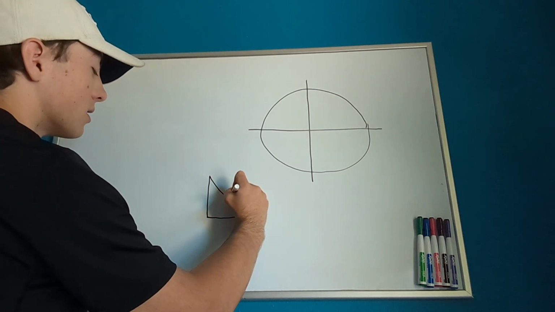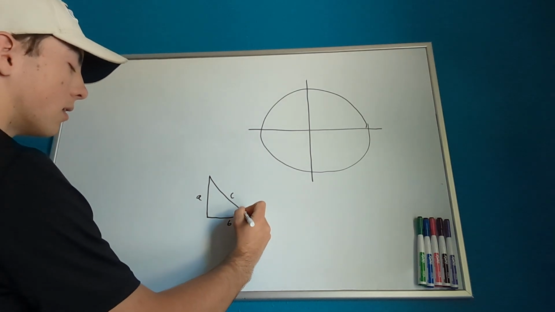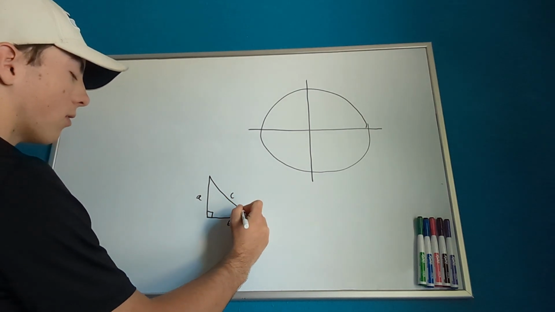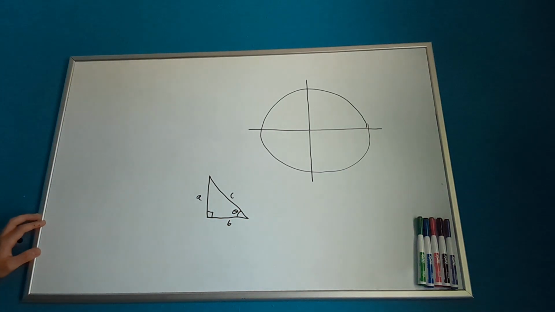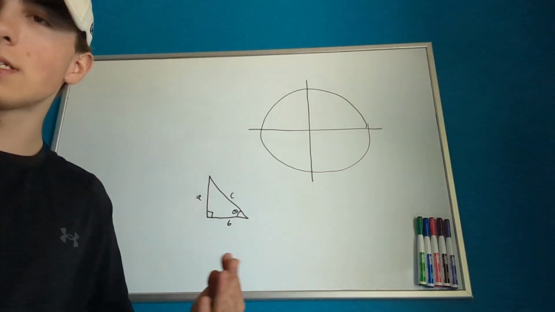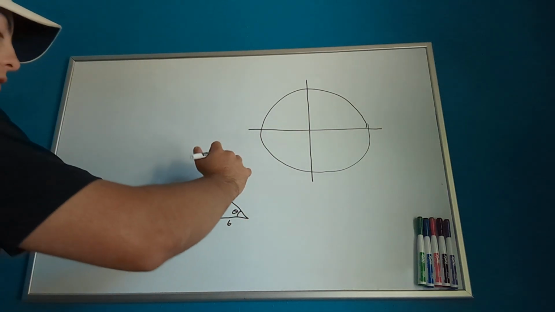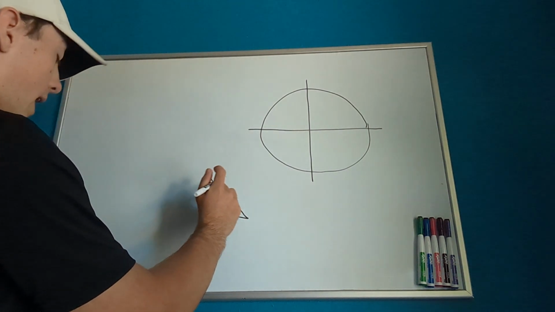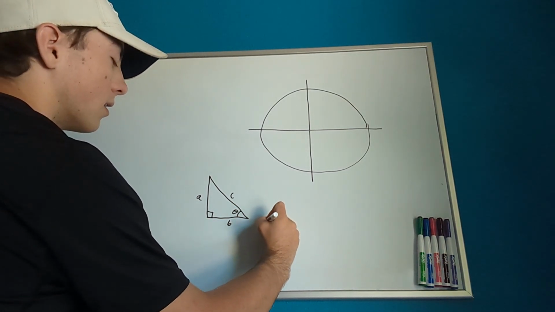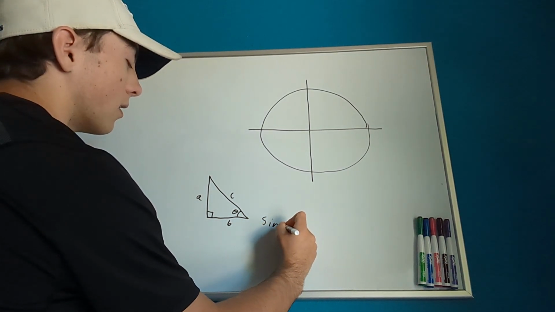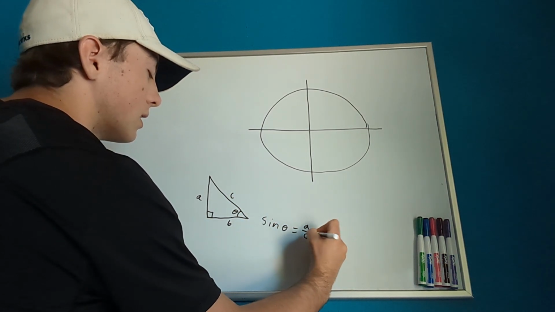If we call this C, and this A, and this B, and we know this is our right angle, and we call this angle theta, we can say, well, what is the sine of this triangle? Let's recall that sine is opposite over hypotenuse. In this case, our opposite is A, and our hypotenuse is C. So sine of theta is equal to A over C.